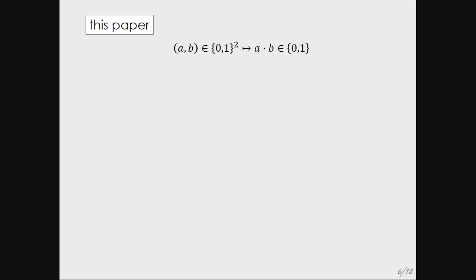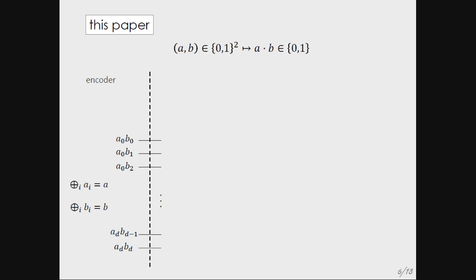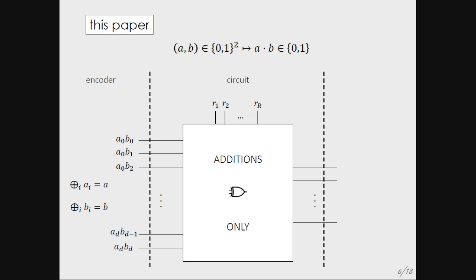So in the state of the art, all private circuits that compute this function are of this form. You take your encoder. The encoder is simply a Boolean sharing of a and a Boolean sharing of b. And then you compute all the cross products between this vector of shares of a and this vector of shares of b. Okay, so you have all these cross products. And then you plug it into a circuit, and the particularity of this circuit is that it's only XOR gates. So you're only XORing your cross products with some randomness. And once you've got that, you have some outputs of the circuit, and you just have to XOR them to get the product of a and b.